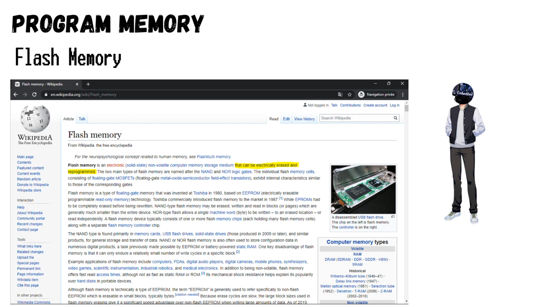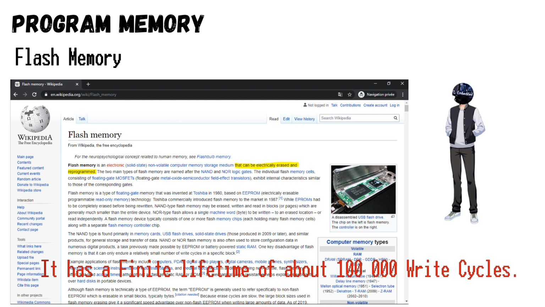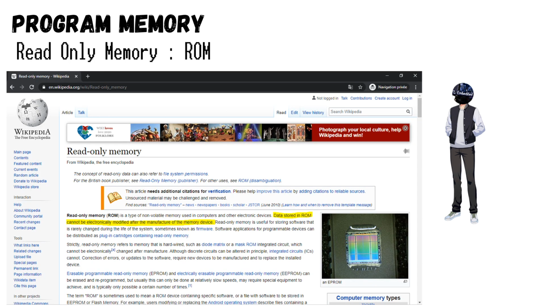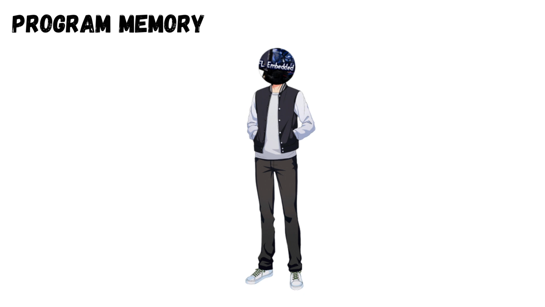Flash memory is an electronic non-volatile storage device that can be electrically erased and reprogrammed. That means it can be erased a lot of times, so it's possible to update the microcontroller program without hardware replacements. Read-only memory is also a non-volatile storage device that cannot be modified after manufacture. So, the microcontrollers that have a ROM as a program memory cannot be updated, unless we replace the ROM memory by another ROM with another program. I think now it's clear what program memory is.